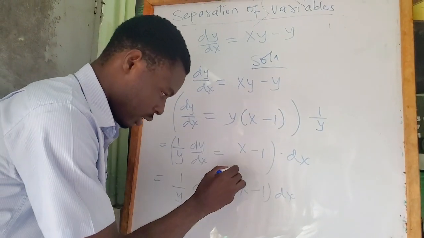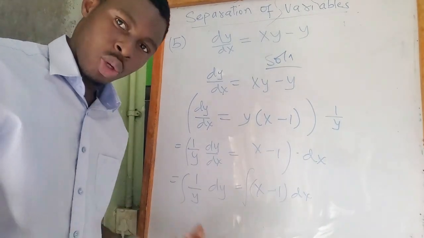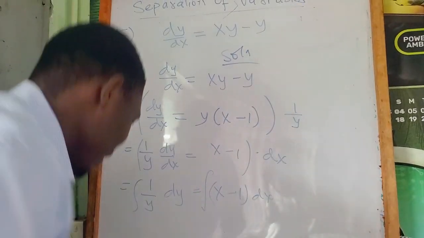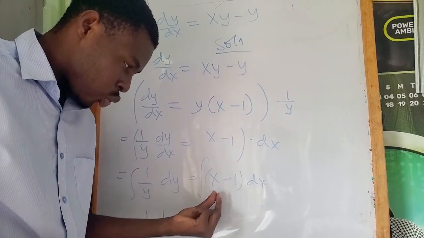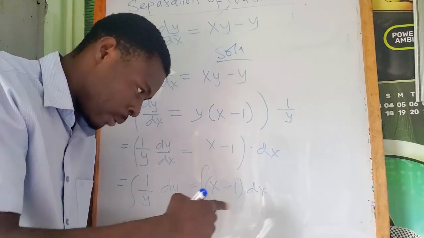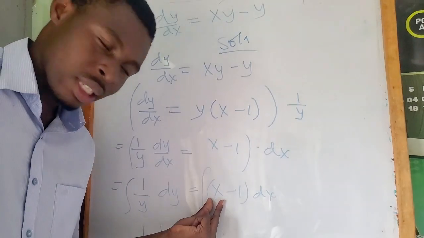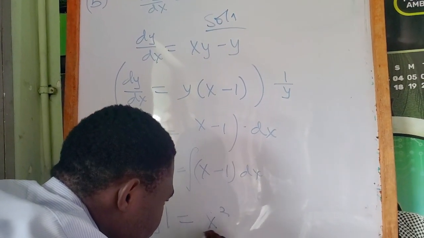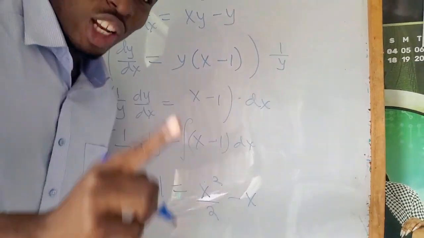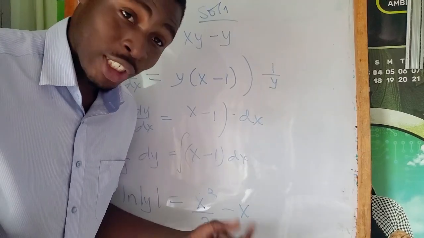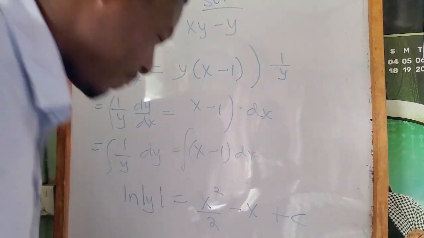We integrate with respect to y. Now the integral of 1 over y, as we know it, is what? Ln of y. So we have ln of y is equal to the integral of x minus 1. We are going to integrate term by term. So we integrate x with respect to x, and we integrate negative 1 with respect to x. Now the integral of x is what? X squared divided by 2. The integral of negative 1 is negative x. Don't forget your constant of integration. My teacher used to say, anything without your c is 0 plus c.